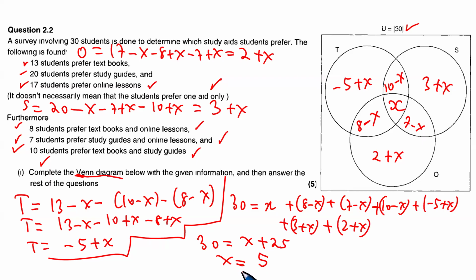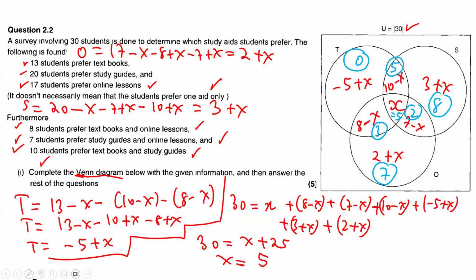So now we are able to see that x equals 5. You can come to the Venn diagram and include the accurate numbers. Where x is 5, we put 5 here. Here you'd have 0, and there you'd have 5 minus that, which is 3. Then here 3 plus 5 gives us 8, and 7 minus 5 is 2, and 2 plus 5 is 7. These are the accurate elements of this Venn diagram, and then we will answer the questions that follow.